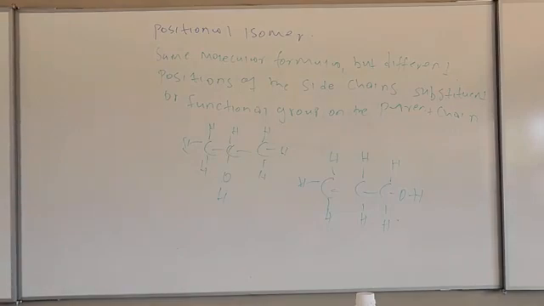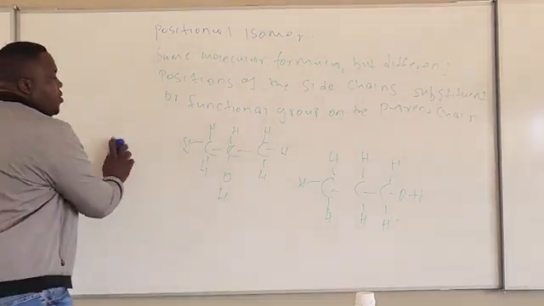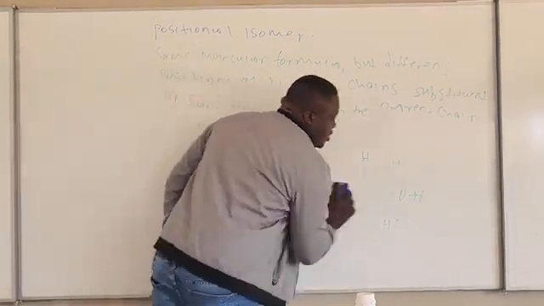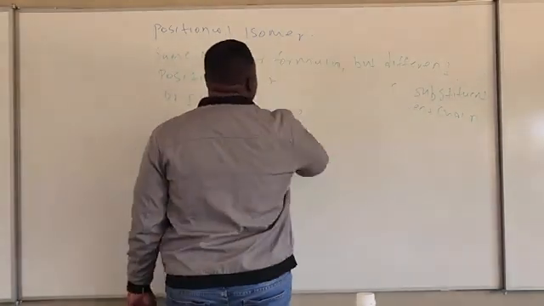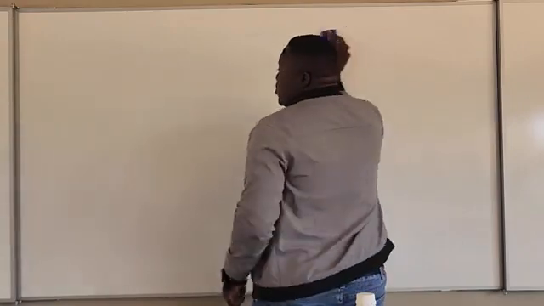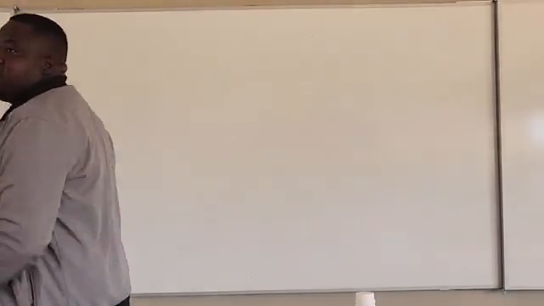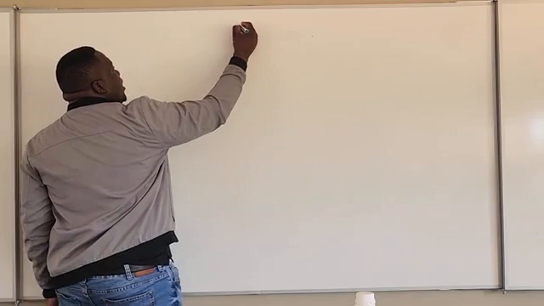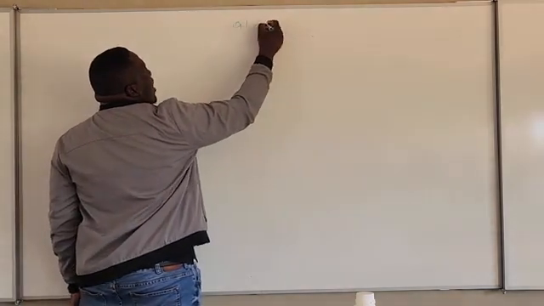Okay, positional isomer: same molecular formula, but different position of the side chain, substituent or functional group on the parent chain. So these ones, they differ in terms of what? Position. You find that it has got a branch. One branch is at carbon number 2. On the other, the branch is at carbon number 3. So we are going to call them positional isomers.